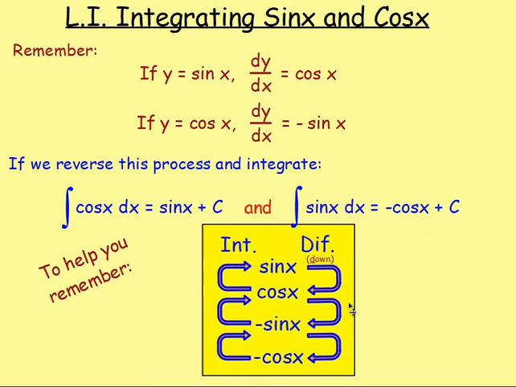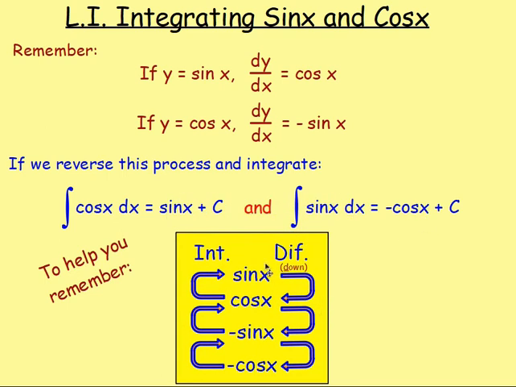This is where this diagram will help you once again. Sine, cos, negative sine, negative cos. Differentiate, you go down. And when you integrate, you are going up. It may help at the side, just write down s, c, negative s, negative c.